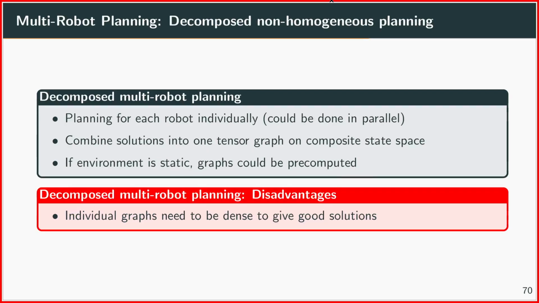Then decomposed planning was where we plan for each robot individually, which could, for example, also be done in parallel. And then we just combine the solutions in a graph on our composite state space. And if the environment is, for example, static, then the graphs could be pre-computed. And I would say one disadvantage, which I didn't yet talk about, is that the individual graphs generally need to be pretty dense to give good solutions. And if they're not dense enough, then often you can't find a solution. This is just something you have to keep in mind. Okay, so I would say this is everything I wanted to talk about multi-robot planning.